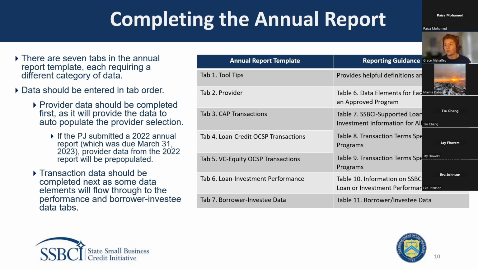And if you did report in the 2022 cycle, we'll have some pre-populated information as well to reduce your data entry. The layout of the annual report template will be in 7 tabs. In tab 1, you will have tooltips, which will provide some helpful information and definitions to the participating jurisdiction about the data elements that are being collected. Tab 2 covers the provider information and is the table 6 in the reporting guidance. Those are the data elements that will be listed there.